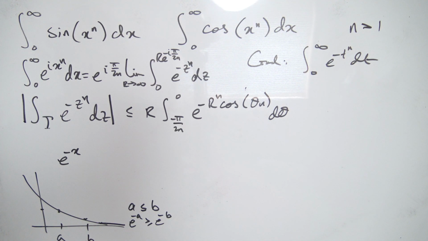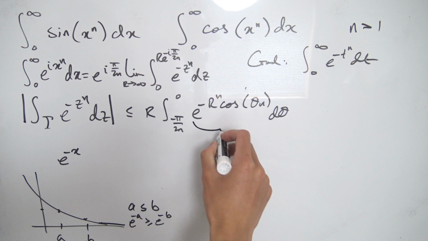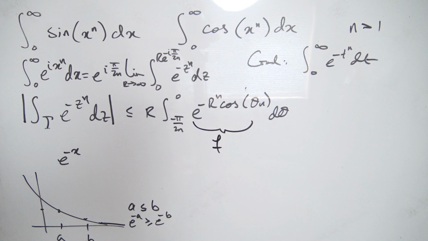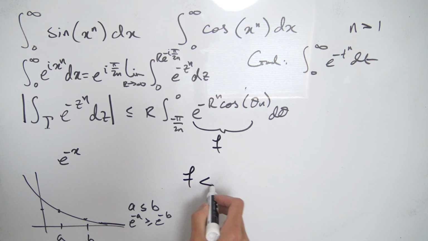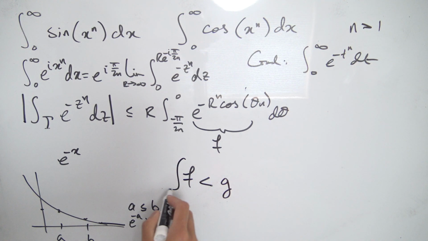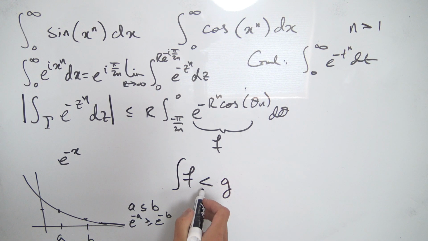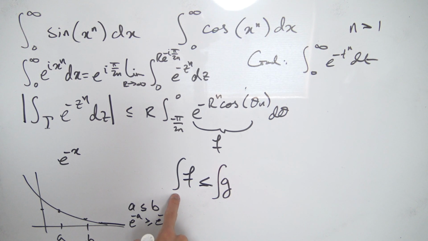And why is this useful? Well, if we have some function in here, let's call it f, and if we can find an upper bound for this function, g, then the integral of f will be less than or equal to the integral of g. So if f is less than or equal to g, then the integral of f is less than or equal to the integral of g.